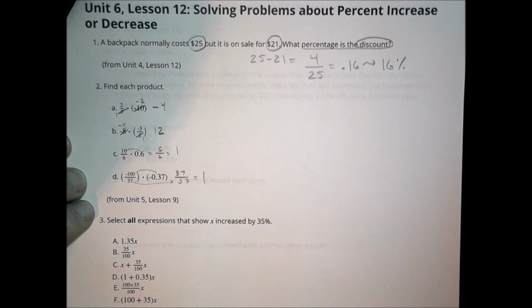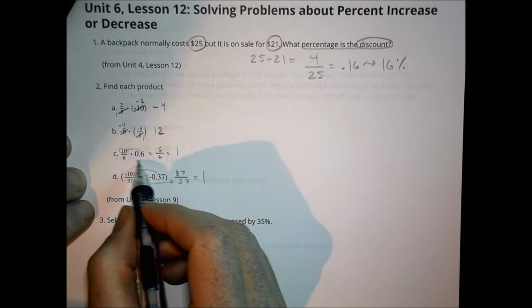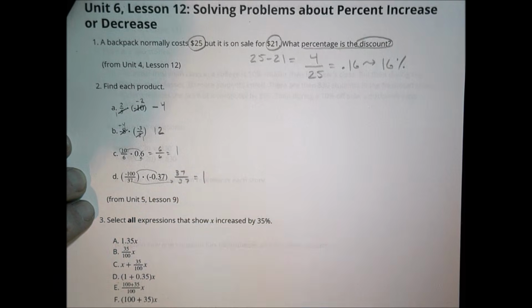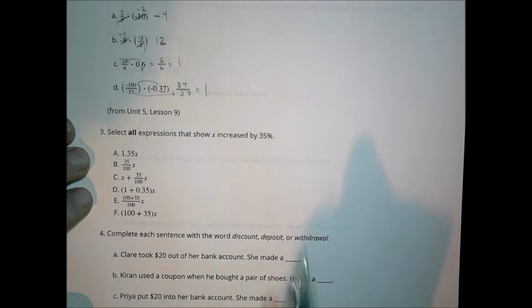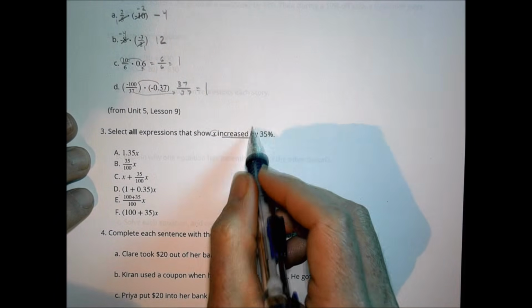All right, so that wasn't too complicated, just has to recognize how this works. A 10 times a tenth gets you just the whole number, and 100 times a hundredth gets you another whole number. Number 3, select all expressions that show x increased by 35%.